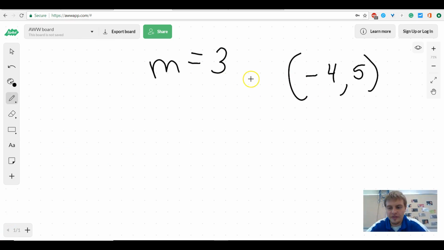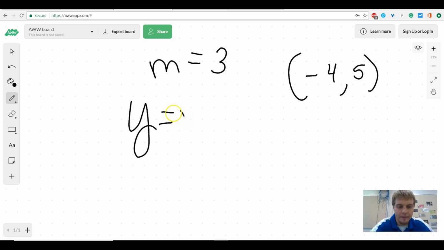Now we're given this information when we want to write a line equation. I have a line that has a slope of 3, and it goes through the point (4, negative 5). And so we're going to write our line equation again.